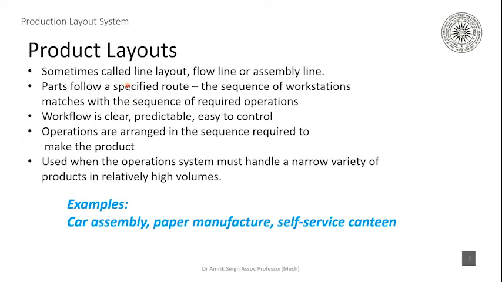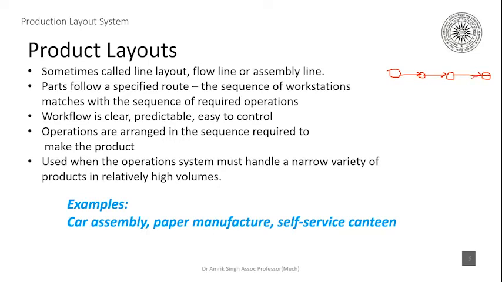So first of all, the product layout is also sometimes called a line layout or the flow line or the assembly line. So that means the parts are arranged in a line, machines are arranged in a line. Part follows a specified route and the sequence of workstations. That means we will specify the route also. Suppose these are different machines. Okay. So first of all, they are there in a line. Okay. So this is a sequence.